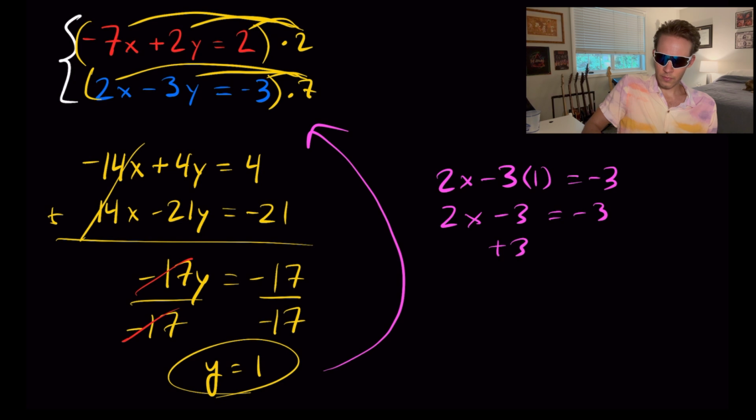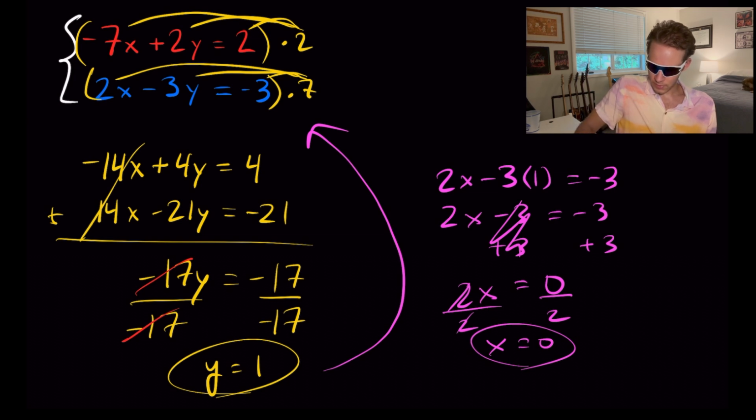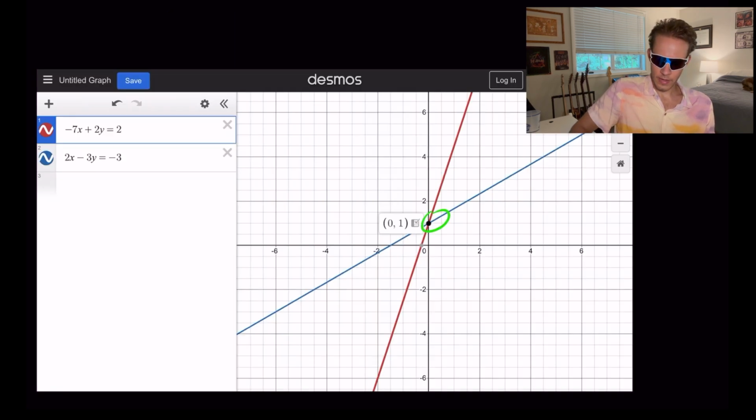I'm going to add 3 to both sides to get x by itself. I'll get 2x is equal to negative 3 plus 3 is 0. Divide both sides by 2. X is equal to 0. So this solution is going to be 0, comma 1. And there you have it right there, 0, 1.